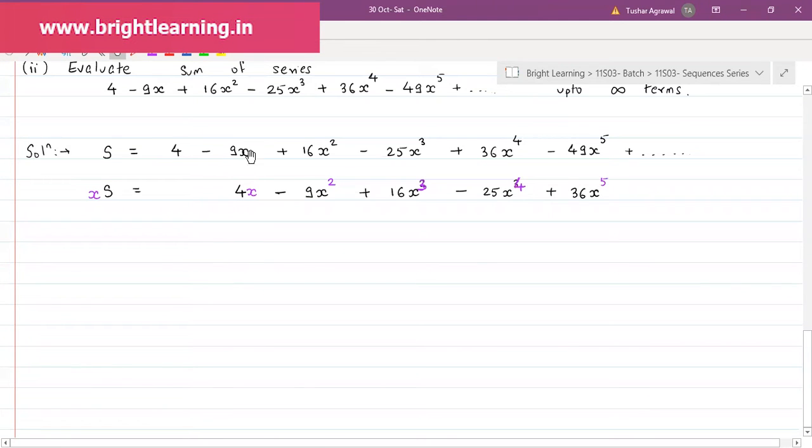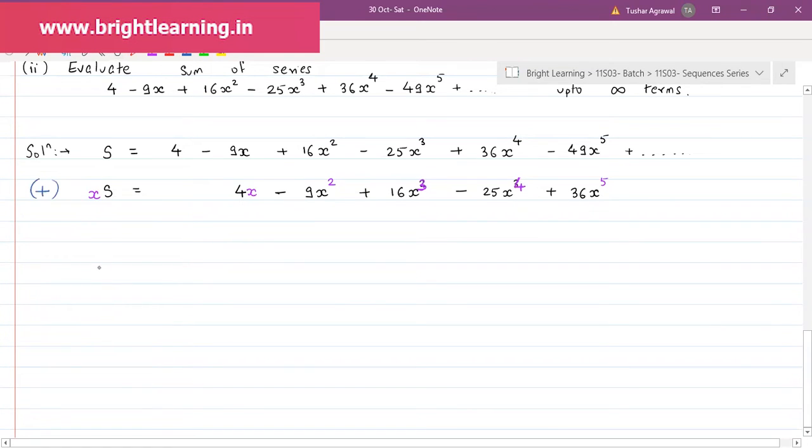Now, since the signs were alternating, the numerical value of subtraction was the same. So you can see that as signs are alternating, addition-wise they will be the same. Addition-wise they will form an AP. Minus 9 plus 4 is minus 5. 16 minus 9 is 7. Minus 25 plus 16 is minus 9. Okay, so now I will do the addition over here.